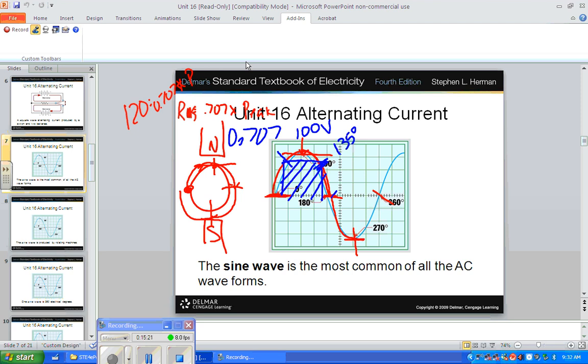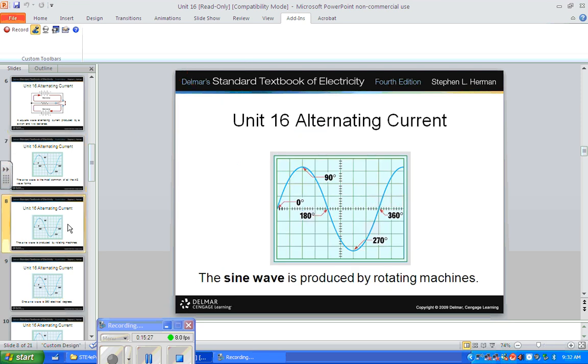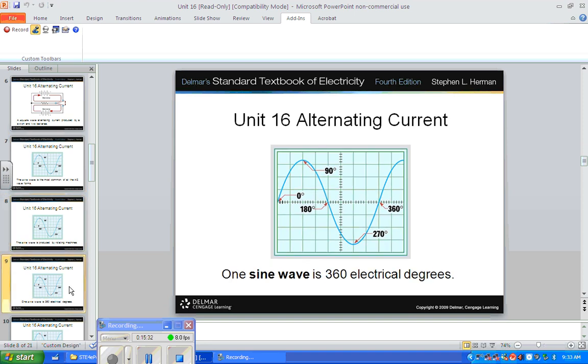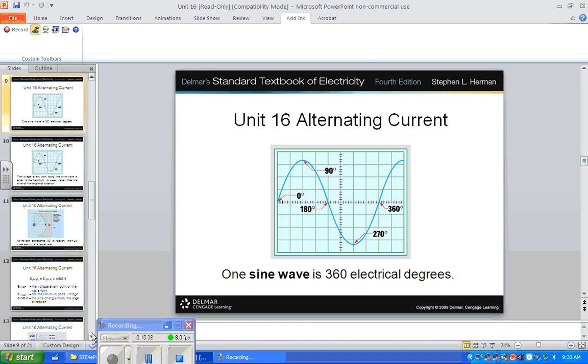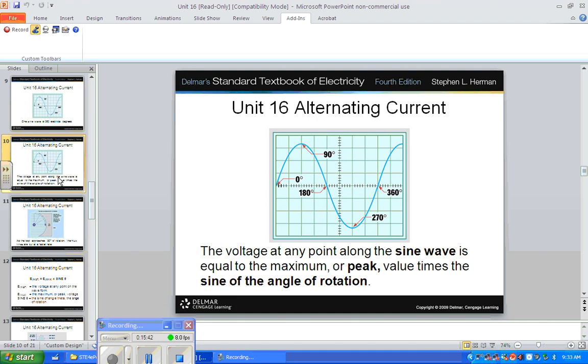Okay, now we can go to the next slide and forget about all these drawings. The rest of these slides are going to probably explain everything I've just said. Sine waves produced by rotating machines. One sine wave is 360 electrical degrees. Voltage at any point along the sine wave is equal to the maximum or peak value times the sine of the angle of rotation. We just did an example of that.